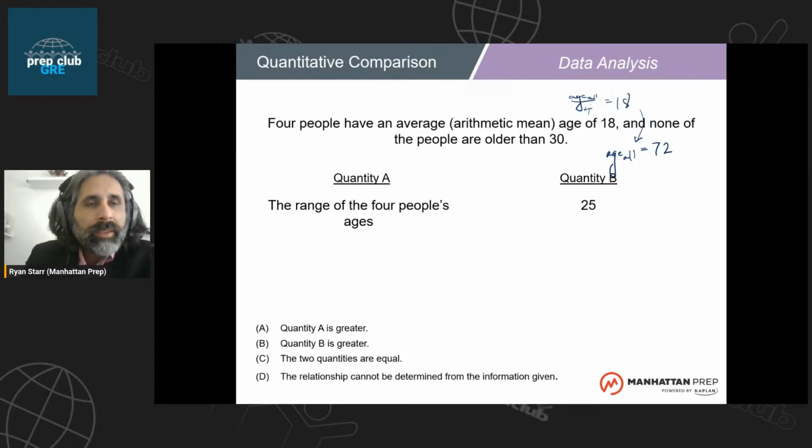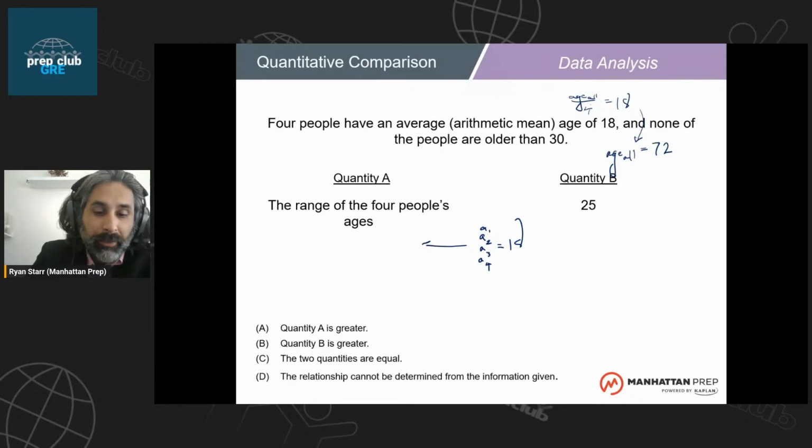Now, what's going to minimize the range here? Well, the only other requirement is that none of the other people be older than 30, right? And so what if we just make all of these ages 18? That'll totally work. Say they're all 18. In that case, the range of the 4 people's ages is 0. Range is the highest value in the set minus the lowest value in the set. But if every value in the set is the same, then that result is 0. 25 wins this round handily.